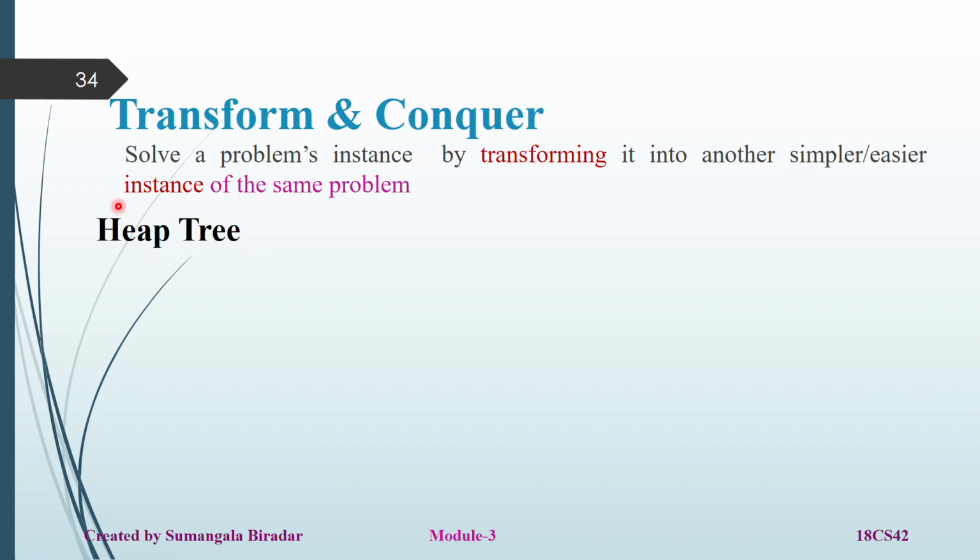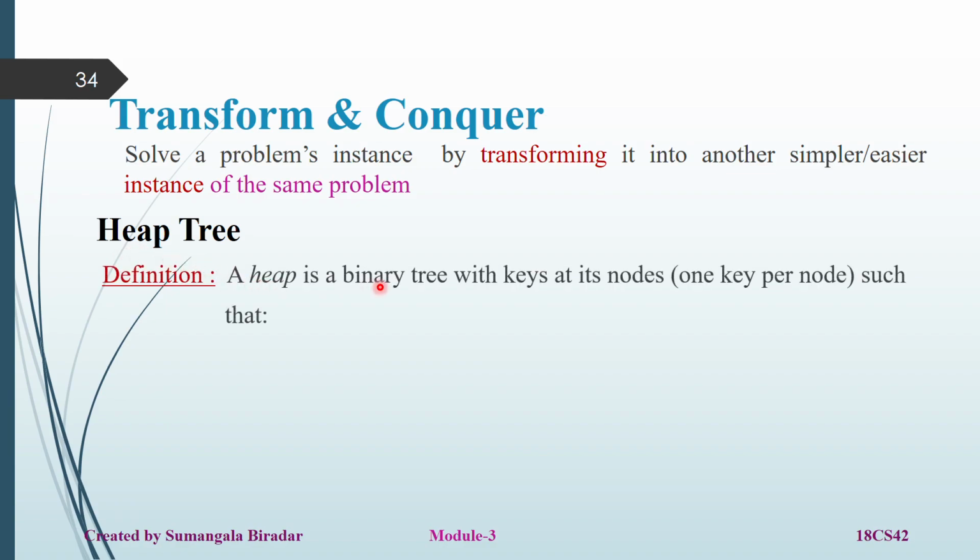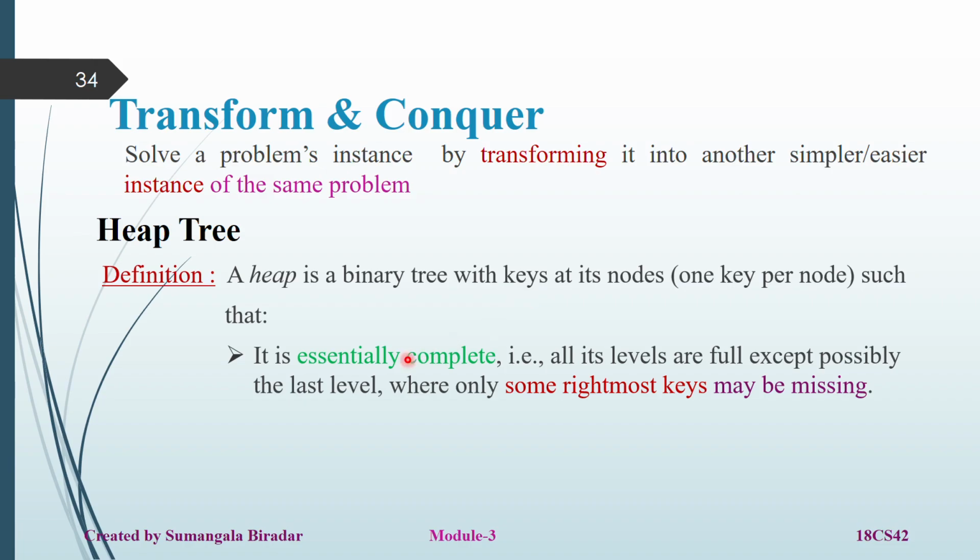Now, as I told earlier, let's see how to construct a heap tree under the transform and conquer design strategy. Before going on to how to construct it, first we'll see what a heap tree actually means. A heap tree is a binary tree, and in it every node has a key. Along with that, you have two criteria, and only if these two criteria are fulfilled can we call it a heap tree. What are those criteria?